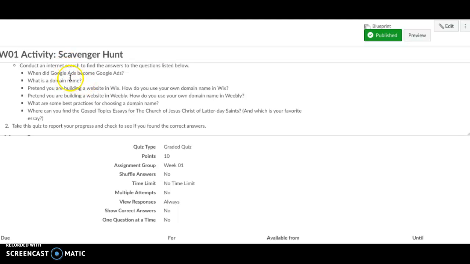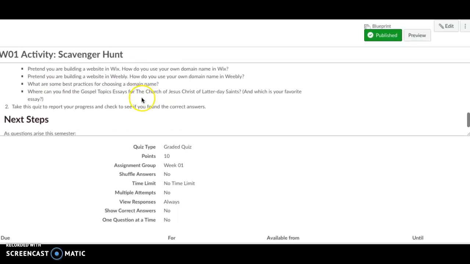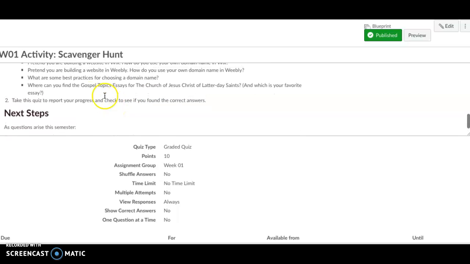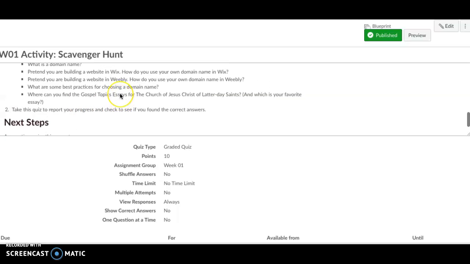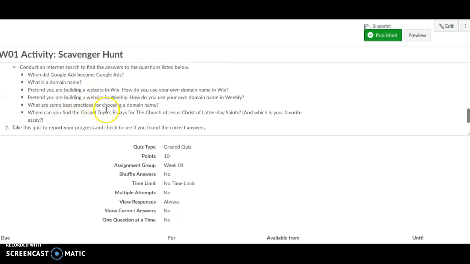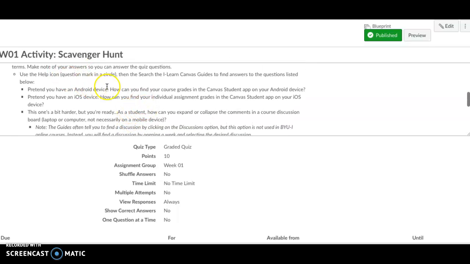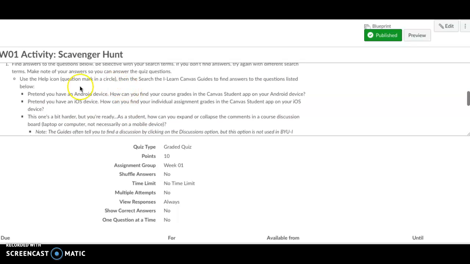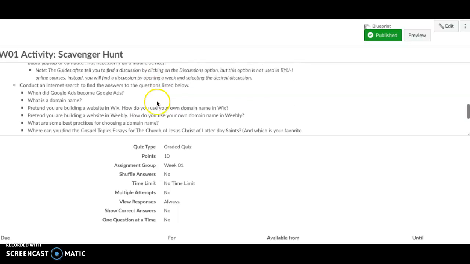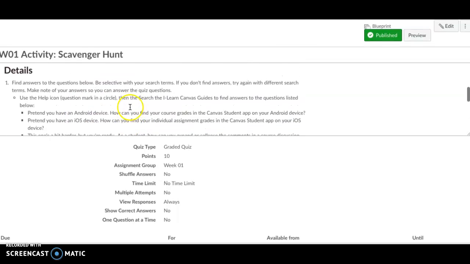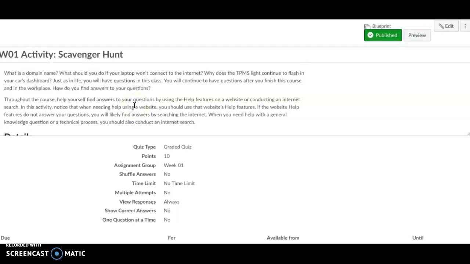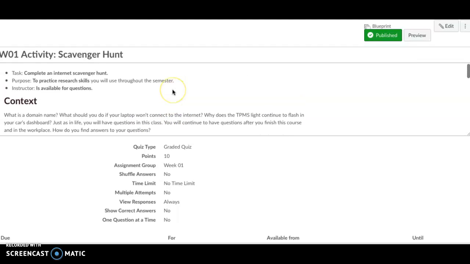Right, Google AdWords switched to Google Ads a while back. It's helpful to know the history of Google Ads. We will work very closely with that product. What's a domain name? What's Wix versus Weebly? Anyway, there's a lot of good content in here, and boy, we even throw a little bit of gospel learning in there with the gospel topics essays from the church website. So tons of information about the course on here, and hopefully by the time you're finished with this scavenger hunt, you get the basics of what you'll be diving into with this course.